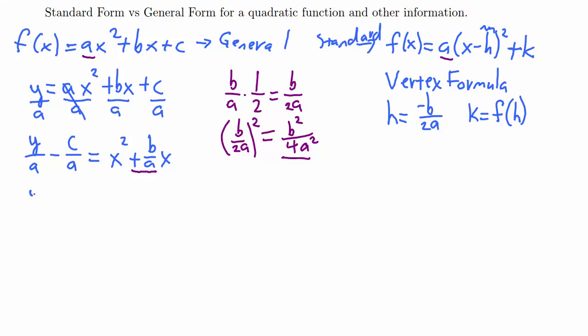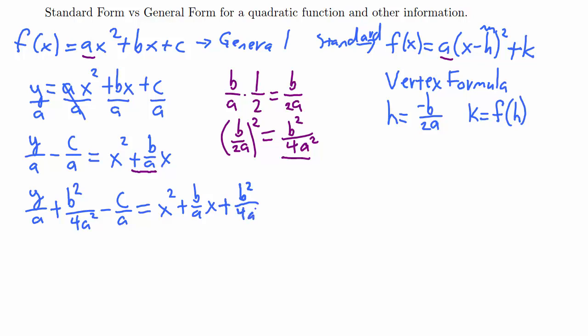So that's going to give me y over a. Now I could do minus c over a plus b squared over 4a squared, but I'm just going to go ahead and add the b squared over 4a squared right now. And then put the minus c over a. You'll see why in a second. And then on the right hand side we have x squared plus b over a x plus b squared over 4a squared.